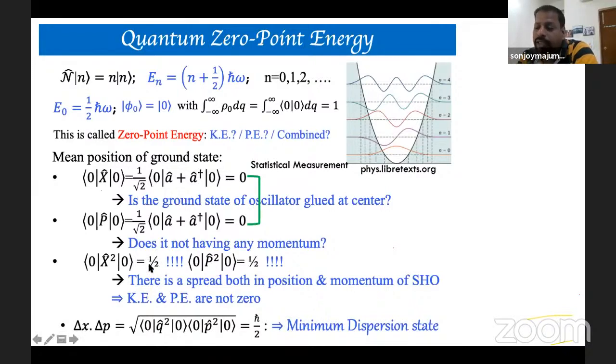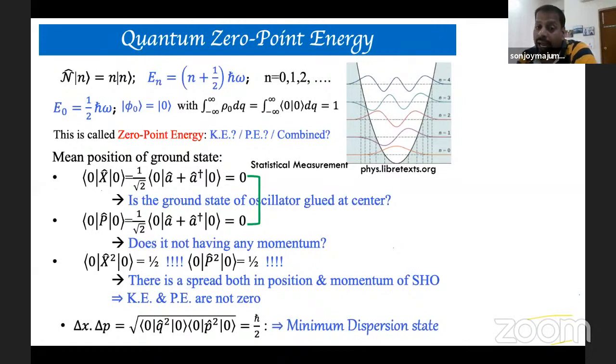So that is the spread of this measurement, and if you take the square root of that, you will get a standard deviation, which we denote as delta x and delta p. What you see is that when you do x square and p square, the p square will tell you the kinetic energy and x square will give you the potential energy. So from the harmonic oscillator expression of the Hamiltonian, you can say that the position and kinetic energy can be accommodated at the ground state.